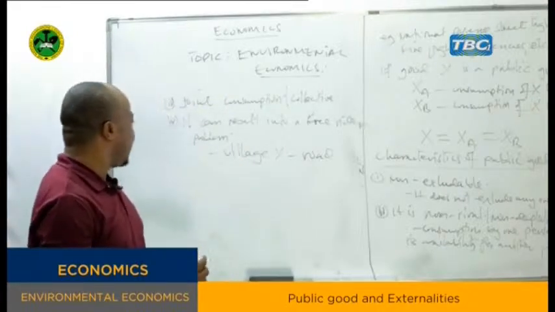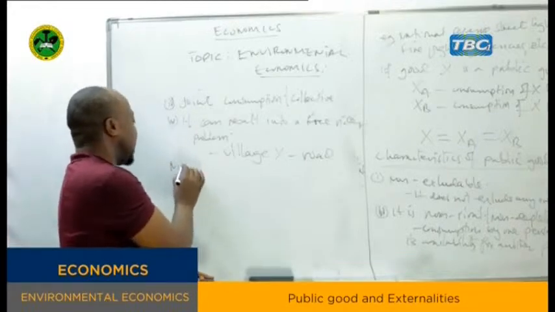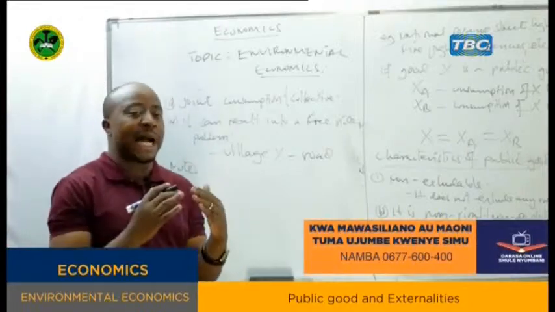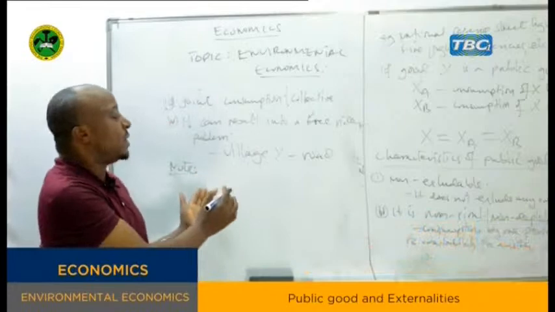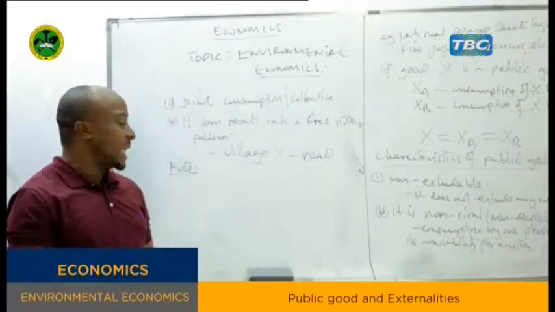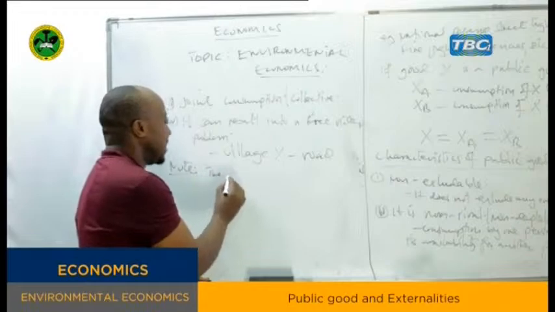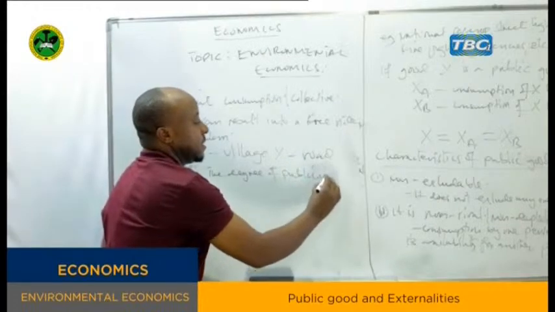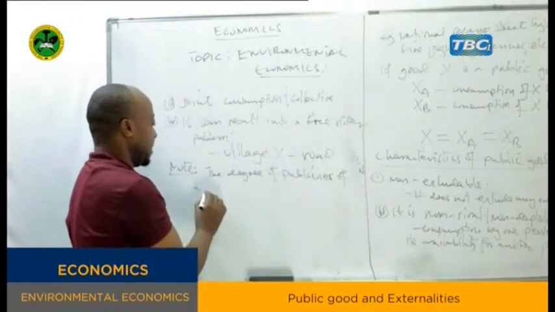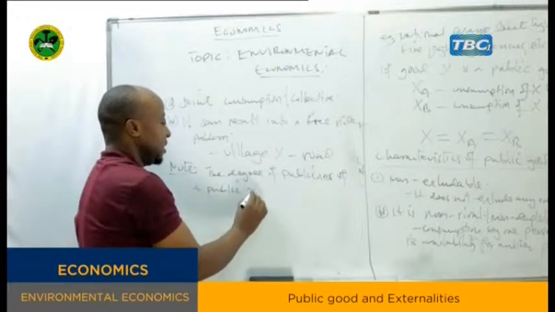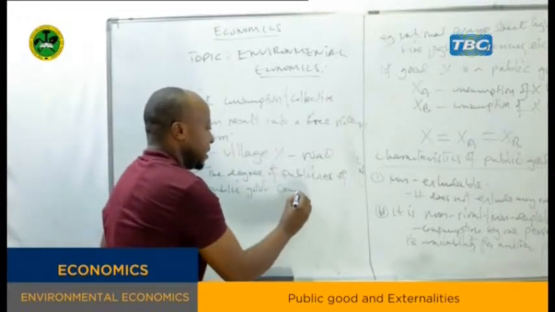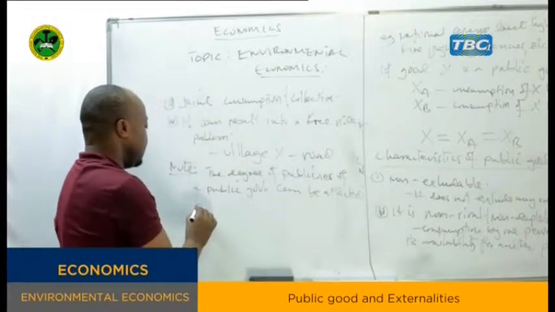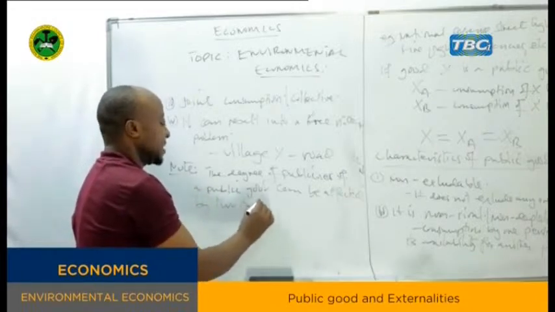Now, before completing this part on public goods, we have something to note here. Sometimes you may have public goods, but the degree of publicness can be reduced or narrow. Remember, we said public goods are there for all members of the society. That means sometimes the degree of publicness of a public good can be affected by 2 factors.